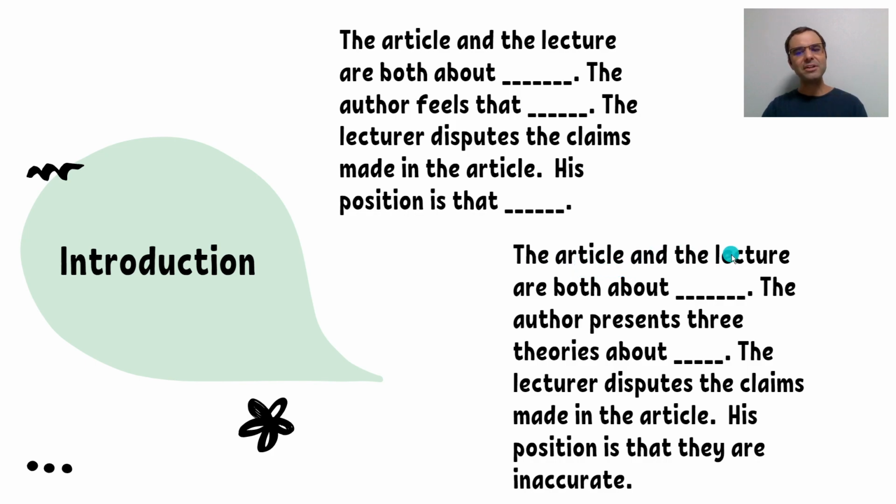The article and the lecture are both about Great Zimbabwe. The author presents three theories about how it was used. The lecturer disputes the claims made in the article. His position is that they are all inaccurate. And that's your template. So you just have to understand the structure of the reading and pick the appropriate template.